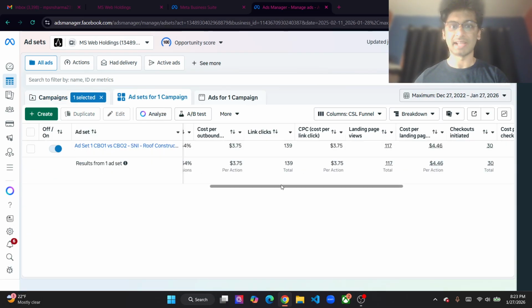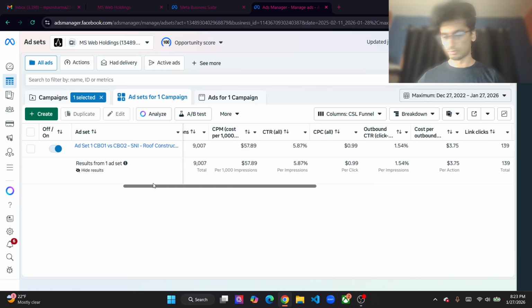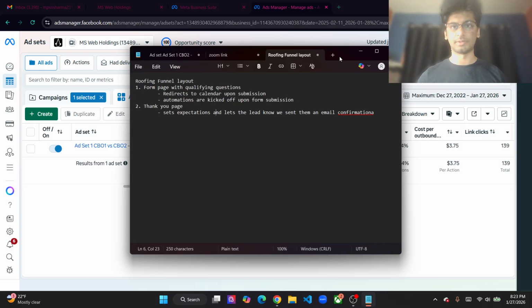Cool. So this is the ad set level, and I wrote down some notes. Let me just take a picture of this. Wrote down some metrics to have in each ad. Right. So this is B2B. So the metrics that we are going to be using is the following.